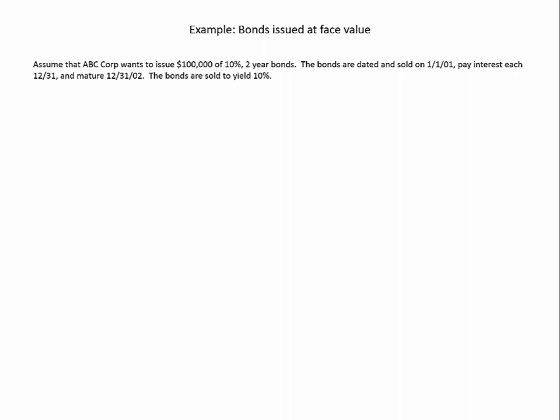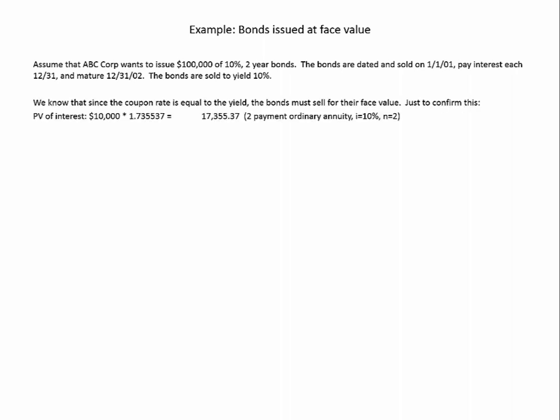The bonds are sold to yield 10%. Now again, we know intuitively the bonds pay 10%, the market demands 10%, these bonds should sell for exactly their face value. Let's go ahead and confirm that though with the computations. The present value of the interest, 10,000 times the present value interest factor for an ordinary annuity, 1.735537, is 17,355. The present value of the principal is 82,644.63 for a total of $100,000, again jiving with our intuitive expectations.